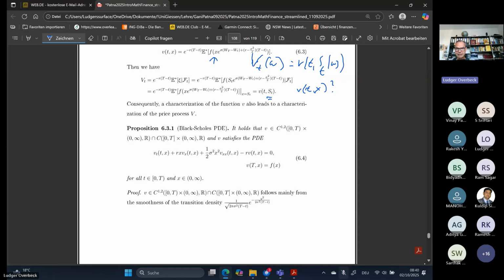This goes back, for example, to SDEs: Markov processes are related to partial differential equations. There's also still a broad area of research. Markov processes are connected to partial differential equations.